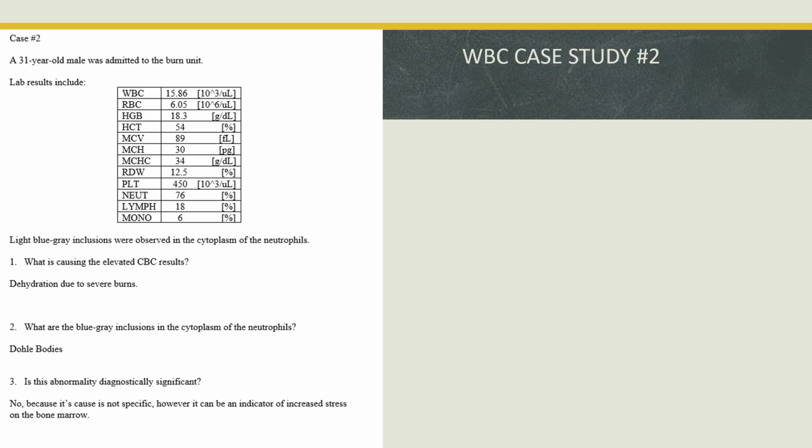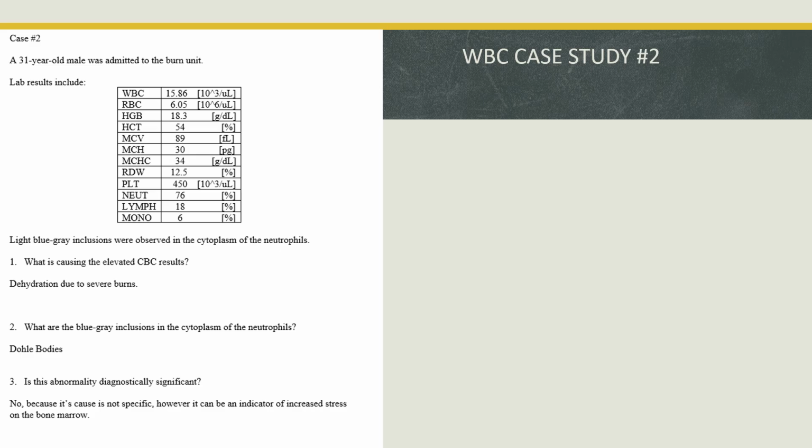What about the red blood cells? We have an elevated red blood cell of 6.05. We have an elevated hemoglobin of 18.3 and a hematocrit of 54. Those are also all elevated. So let's stop for a minute and think what could cause our red blood cell, hemoglobin, and hematocrit to all be elevated? Well, we know of a couple of things that can cause that. Our platelets are also elevated.